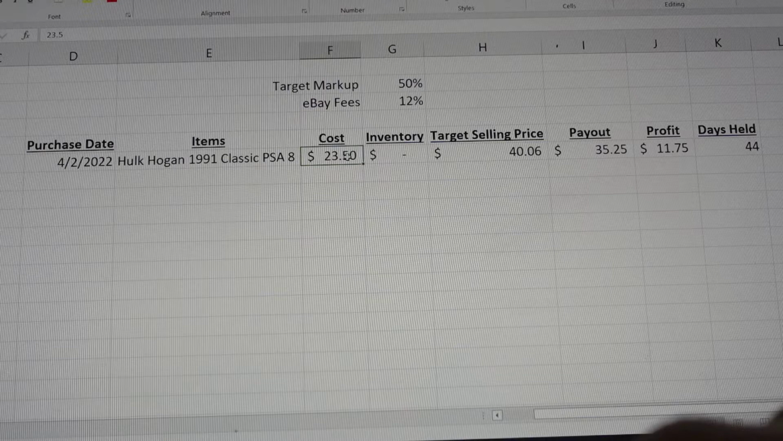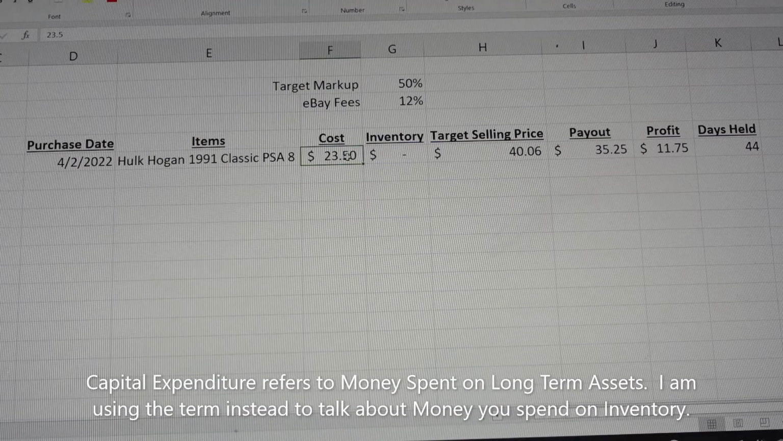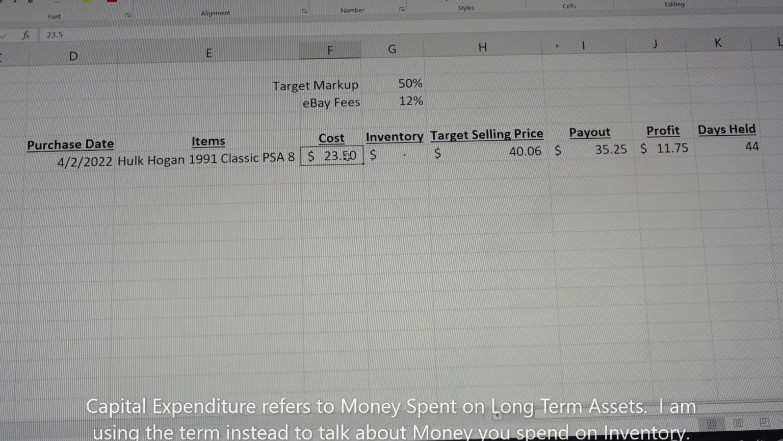Cost, $23.50. You want to include there taxes, fees, freight, all in, your capital expenditure. Of course, if you have a resale certificate and you're not paying sales tax on the purchase, you're not going to include that. But if you are paying sales tax on the purchase, that's a capital expenditure. That's money you're not getting back. So that's part of what you're spending on the card.